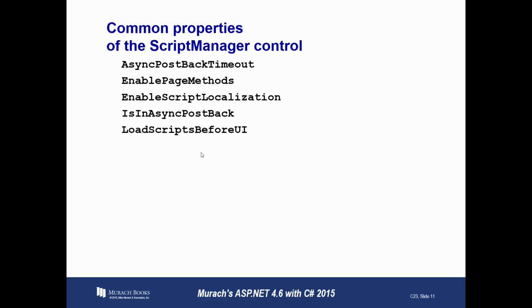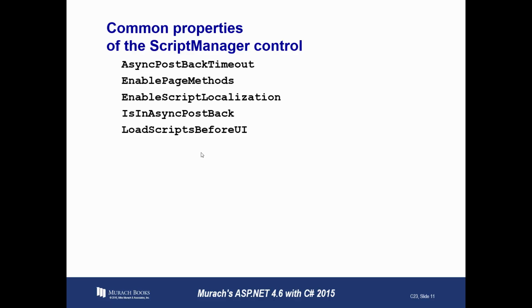We've got enable page method, where the default is false, which determines if static methods on an ASP.NET page that are marked as web methods can be called from client scripts as though they're part of a service. We've got enable script localization, which defaults to true and determines if the server looks for localized versions of script files and uses them if they exist.